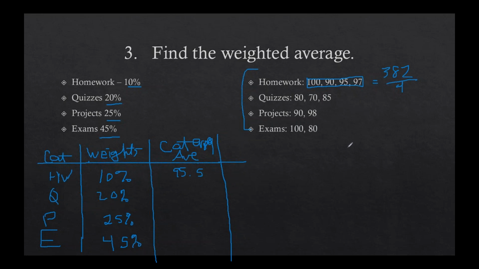Okay, thinking back to that. And you do the same thing with the quizzes. So I have 3 quizzes. I add those up. I divide by 3. For projects, I would add those up and divide by 2. And for exams, I would divide by 2.